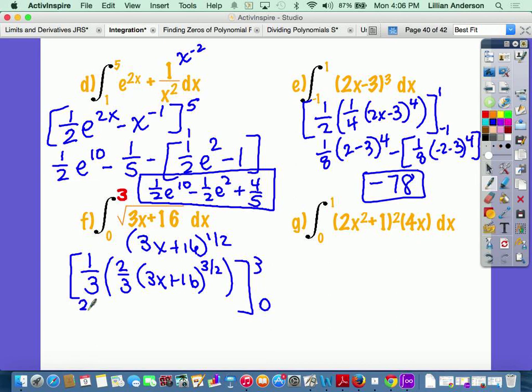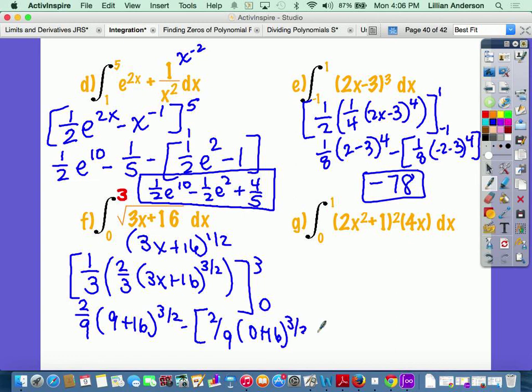That means 2/9, and then I plug in 3. That gives me 9 plus 16 raised to the 3/2 minus 2/9, 0 plus 16 raised to the 3/2. Do a little bit of math. Watch out for that negative, and you get an answer of 122 over 9. That's the area underneath the curve for this particular function. Okay?